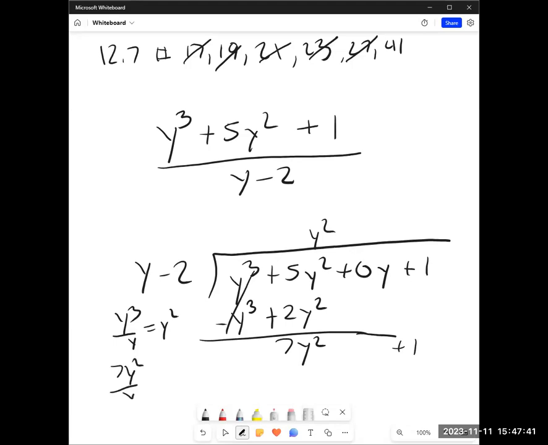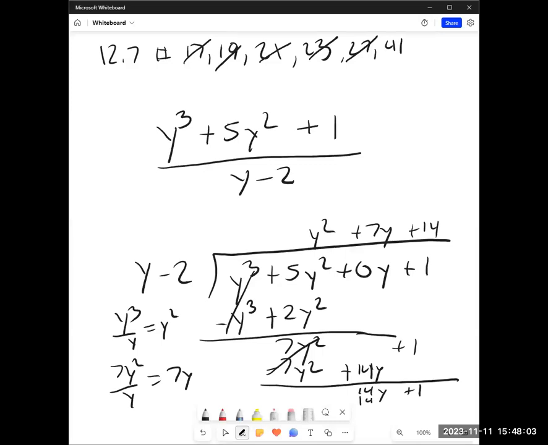7y squared divided by y is 7y. 7y squared minus 14y. Change my signs and add. Then this is 14. Change my signs and add. That's plus 29 over y minus 2.